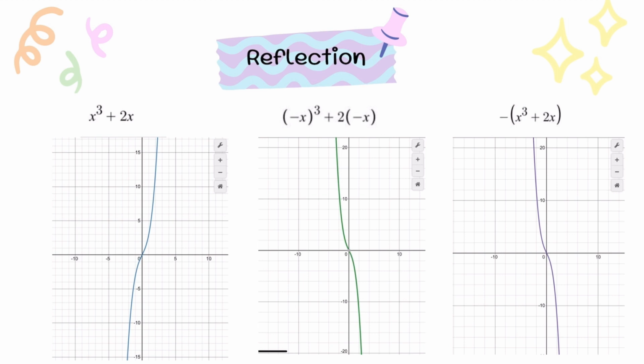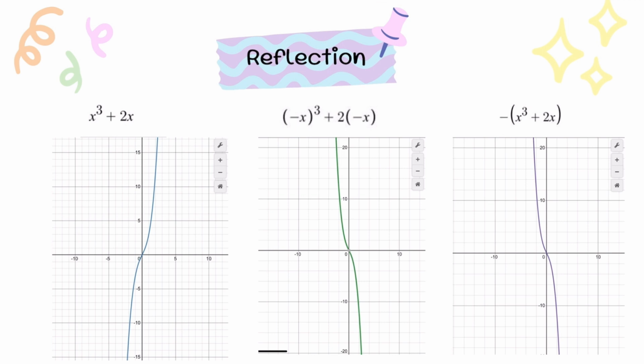Moving on, I will talk about the reflection of cubic function graph. On the left is a default equation, which is x cubed plus 2x. If we replace all the x with a negative x, the equation will be negative x cubed minus 2x, and the graph will be reflected on the y-axis. This is called a horizontal reflection.